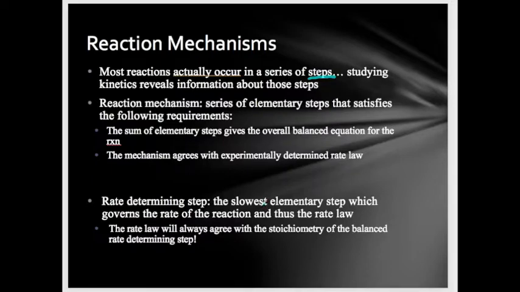Imagine these steps like racers on a relay team in a relay race. The whole team is only as strong and as fast as the slowest member. So the overall reaction can only proceed as quickly as the slowest step, as the slowest racer in the relay race. So that step determines the rate. It determines the speed of the whole reaction. We call it the rate determining step. The rate law will always agree with the stoichiometry of the rate determining step.